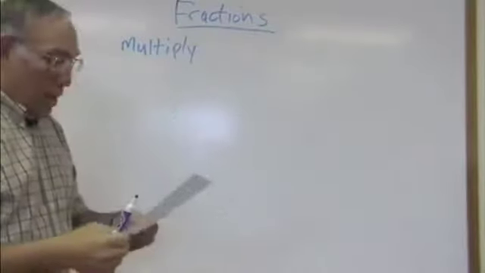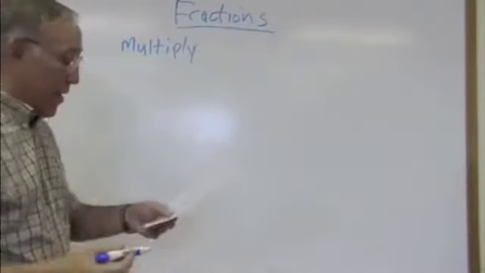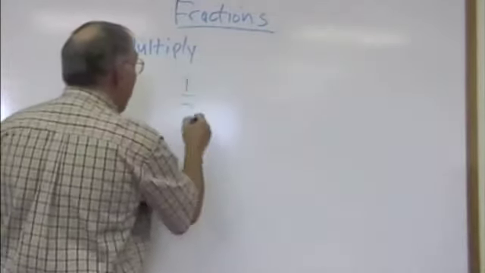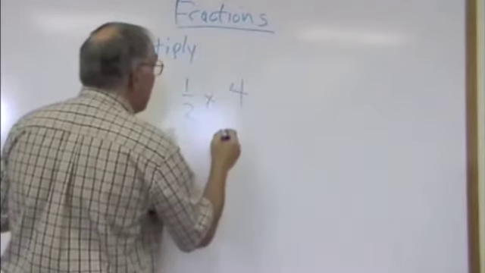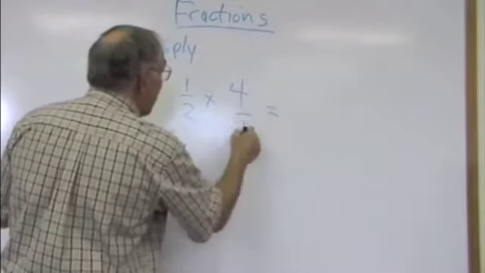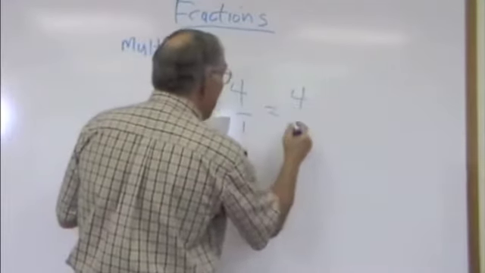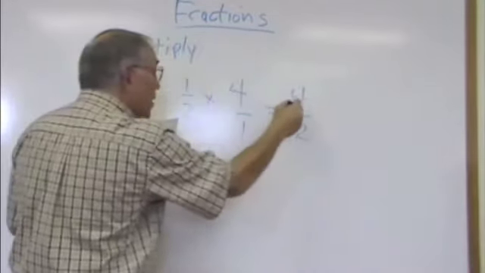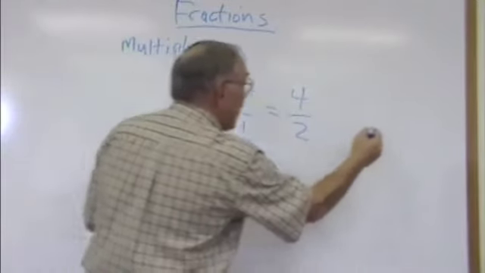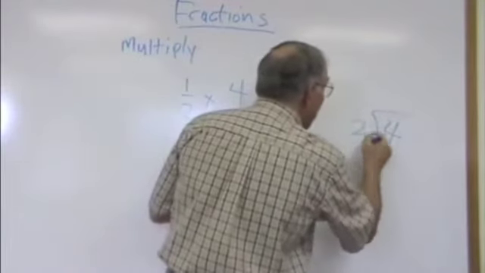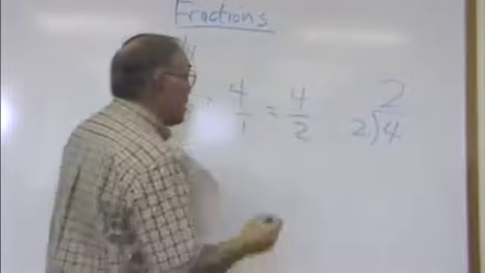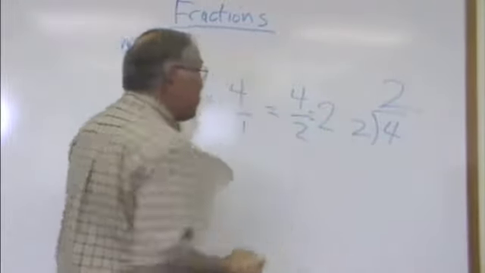We could have also divided out that fraction. Let's do that one over again. 1/2 times 4. We're going to make that 4 over 1. I'm not going to do any canceling. 1 times 4 is 4. 2 times 1 is 2. That's 4 divided by 2. 2 goes into 4. So we still get our answer of 2.